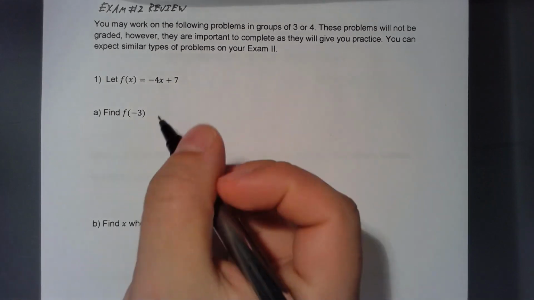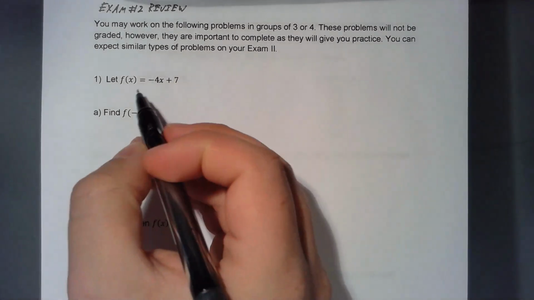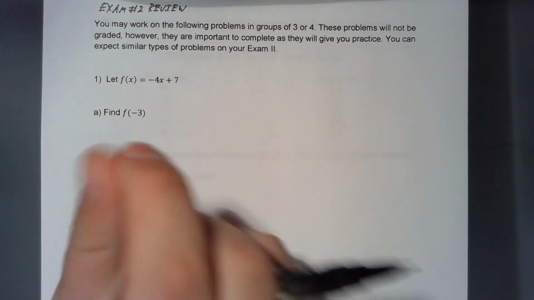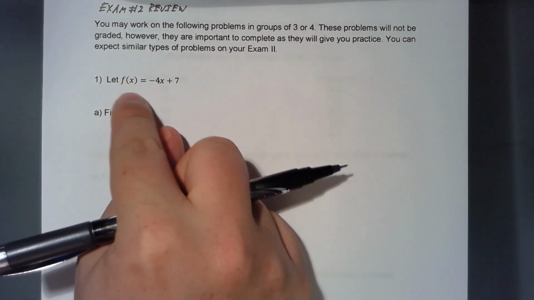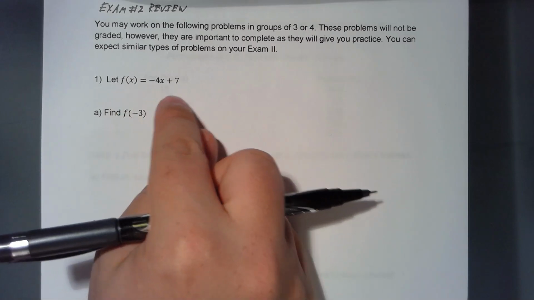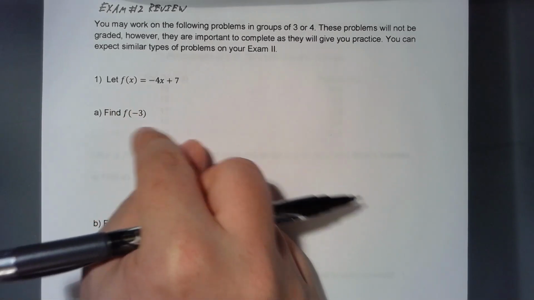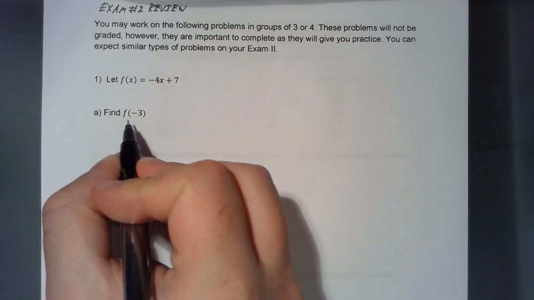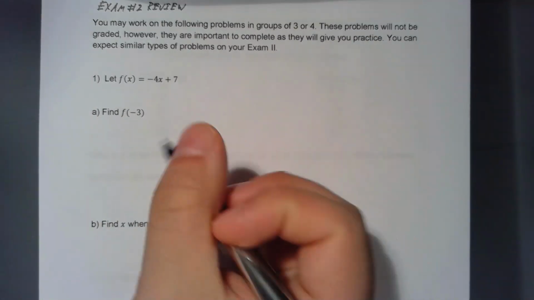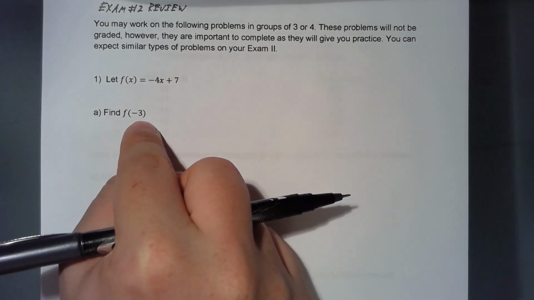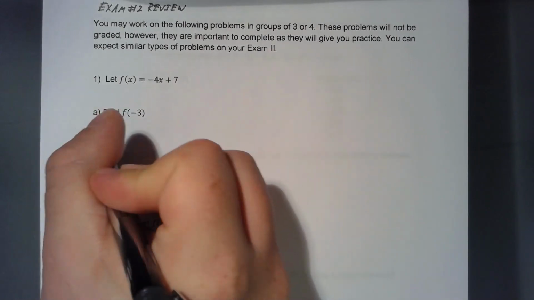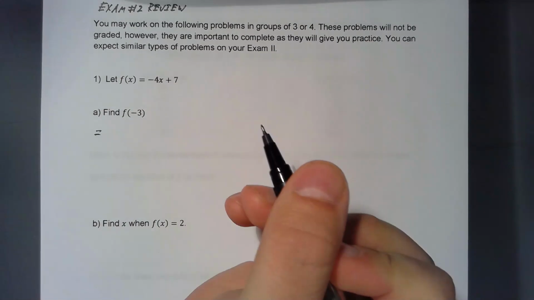One of the first things we talked about in chapter 2 was function notation, right? So f of x equals negative 4x plus 7. So we evaluated functions, right? So this means evaluate f at negative 3. Wherever you see x in your function, you're going to replace it with the input, do some computation, and see what you get.